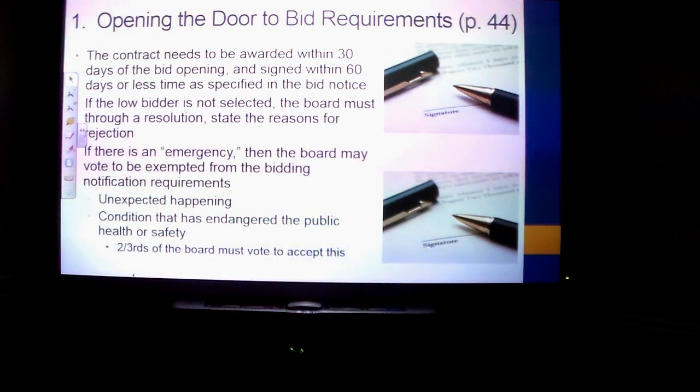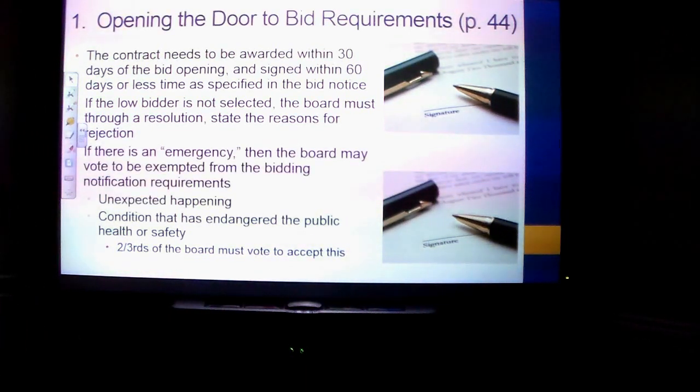So the contract must be awarded within 30 days of the bid opening and signed within 60 days. If that doesn't happen, then you can move on to the next best bidder. If the low bidder is not selected, and remember, we're going for the lowest bidder here because it's the least amount that the district has to pay somebody. We're not on eBay, we're not on Price is Right where we're looking for the highest bidder. We're looking for the low bidder.